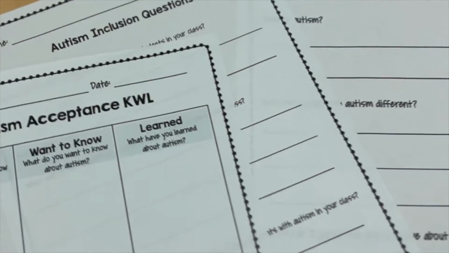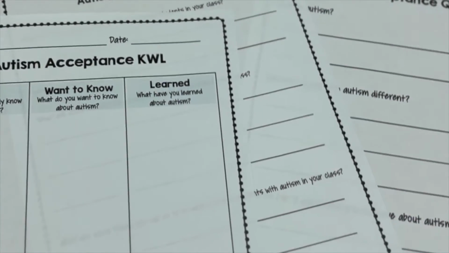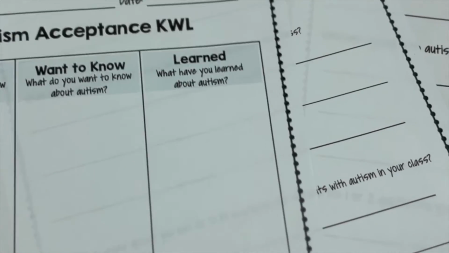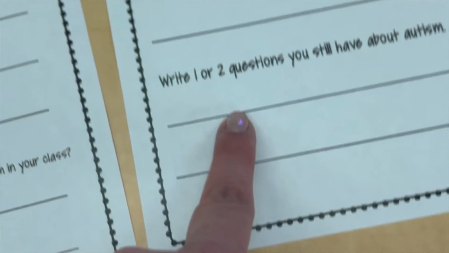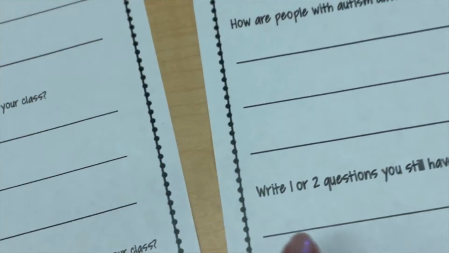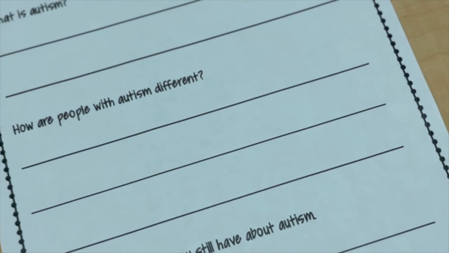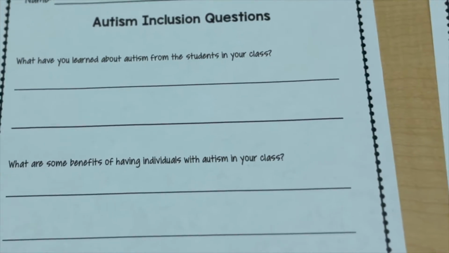So what I love about this unit is it really goes into the teaching aspect of it. So we start with an autism acceptance KWL chart. Then we have some questions for students to answer or ask questions as well. So here are write one or two questions that you have about autism, or what are some things that you can do to be helpful. And this is also differentiated. So this would be for a lower level grade, a primary grade, and this would be for an upper level grade.